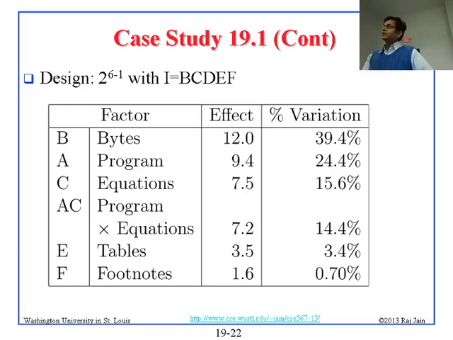Can you say F equals what? Right? Multiply both sides by F. What do you get? B, C, D, E. So take the B, C, D, E column and put F there. That's your design.